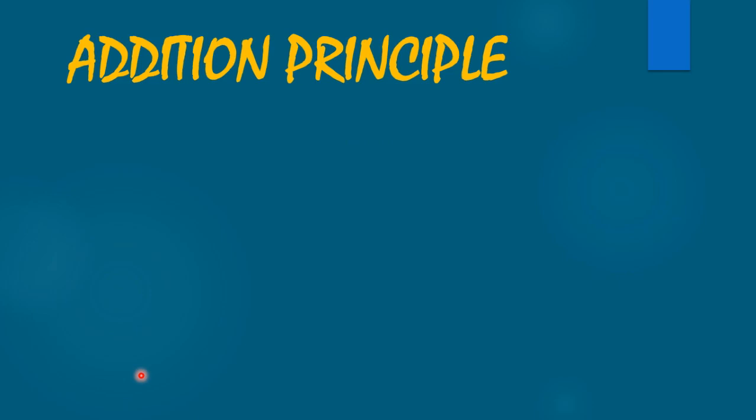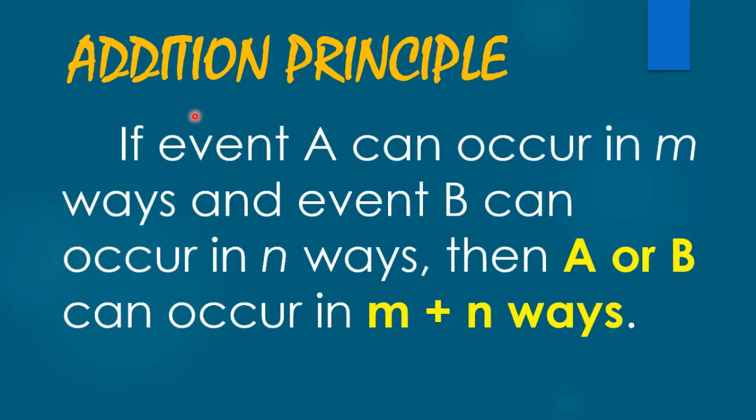So first, let's have the addition principle. If event A can occur in M ways and event B can occur in N ways, then A or B can occur in M plus N ways. So we have here the word or. That will tell us that we're going to have an addition principle. So you have M plus N ways.